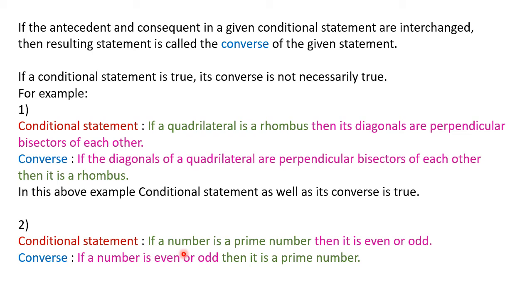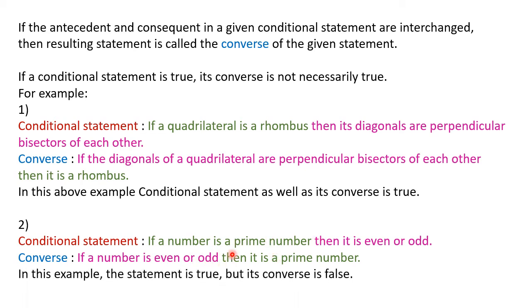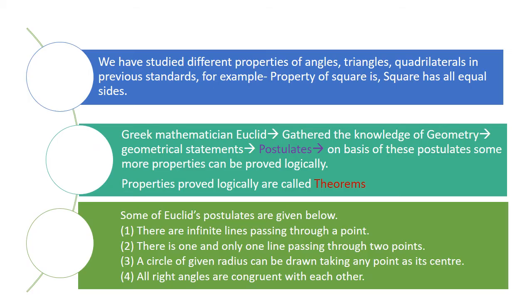It is not true. So I have given one example where the conditional statement and its converse were true. But in the second example, the conditional statement is true, but if we write its converse, it is not true, it is false. Hope you all have understood these two examples about conditional statement and its converse.